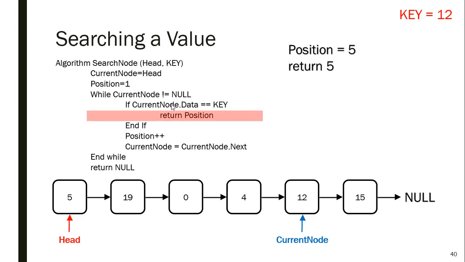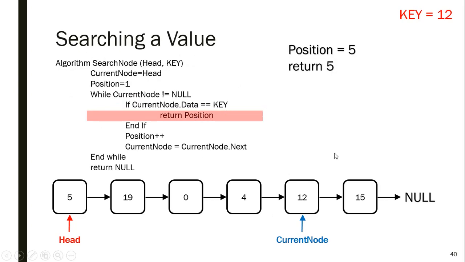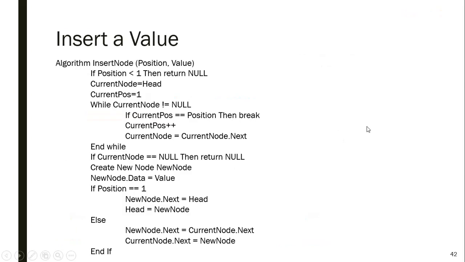Now how to update a value? Whenever you reach a value, you can just update by one statement: current node dot value is equal to the new value. For example, if I am here, I can write current node dot value is equal to 17. So it will be updated to 17. So it is just a constant time operation. And you know, searching, it's sequential search, so it takes order of n.